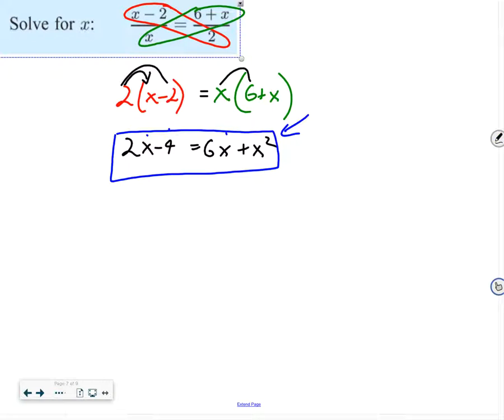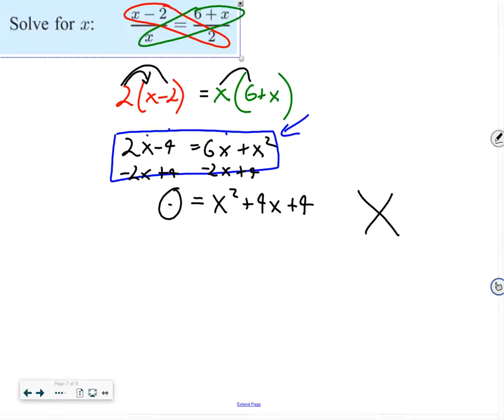So I'm going to set it equal to 0. X squared is positive on the right, so I'm going to move everything over to the right. So minus 2x plus 4, minus 2x plus 4. So I have an x squared term, 6x minus 2x is a positive 4x, plus 4 here.